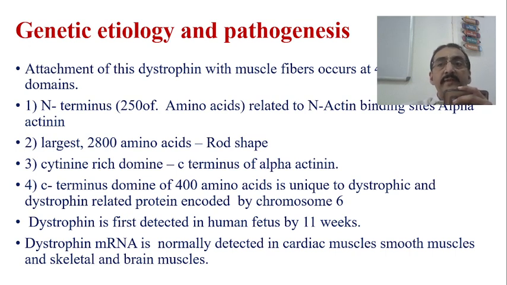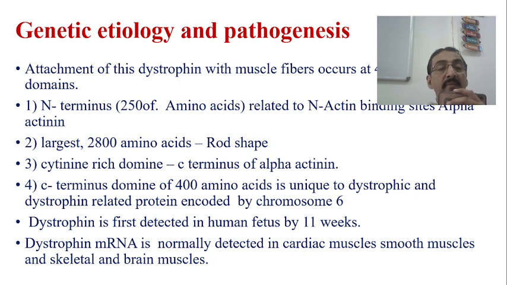First is the N terminus, with about 250 amino acids. Second is the largest, a rod-shaped domain with 2,800 amino acids. Third is the cysteine-rich domain. Then the C terminus, at alpha actinin. The C terminus domain of 400 amino acids is unique to dystrophin and the dystrophin-related protein encoded by chromosome number 6.